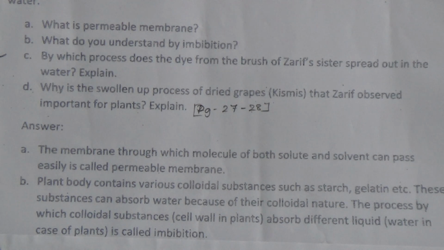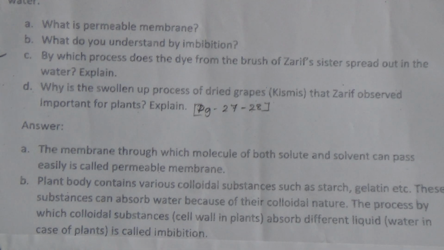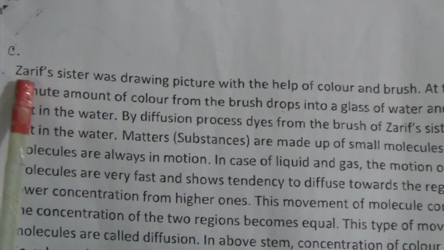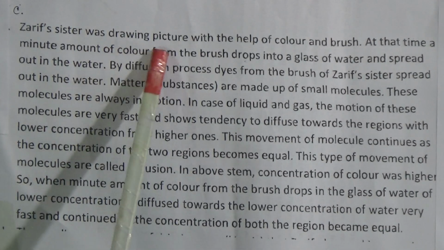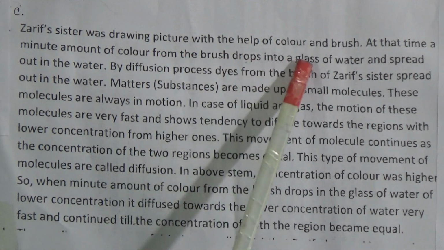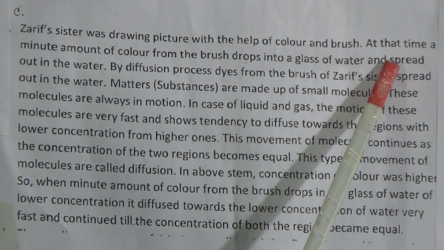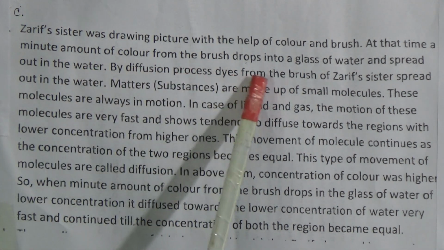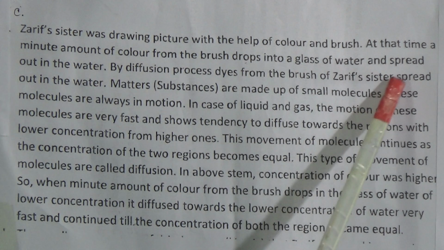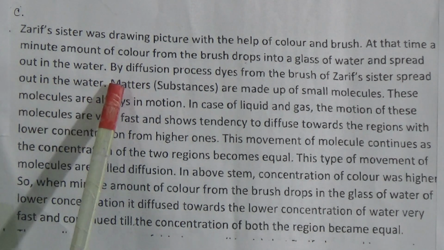Question C, by which process does the dye from the brush of Jari's sister spread out in the water? Explain. Dear students, we know this process is diffusion. And come to the answer. Jari's sister was drawing a picture with the help of color and brush. At that time, a minute amount of color from the brush dropped into a glass of water and spread out in the water. By the diffusion process, dye from the brush of Jari's sister spread out in the water.